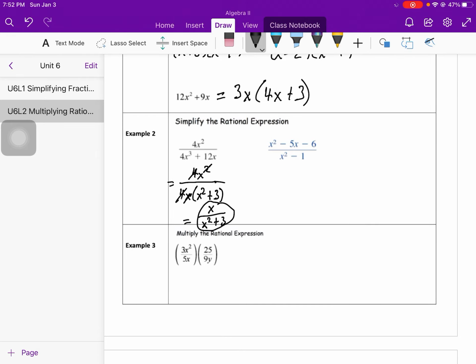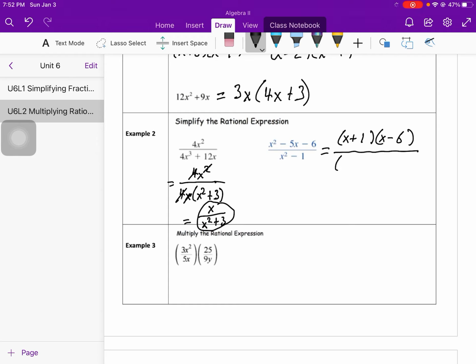The next one, x squared minus 5x minus 6 over x squared minus 1. So what can you factor out of the top? Try and do double parenthesis, x and x. So factors of 6 that have a difference of 5. So we know we're going to get a plus and a minus. And 6 and 1 have a difference of 5. It's going to be minus 6, positive 1, since it's a negative 5.